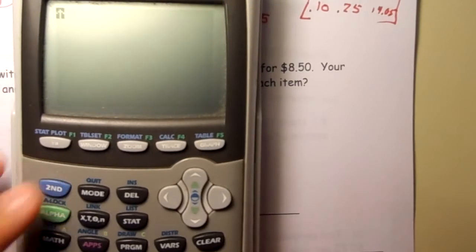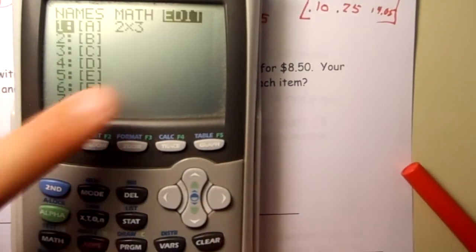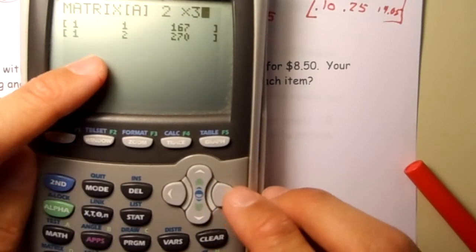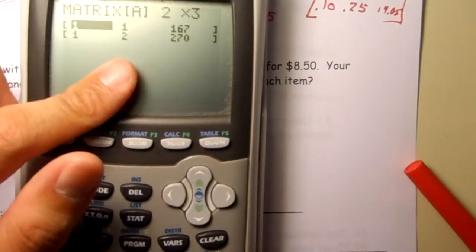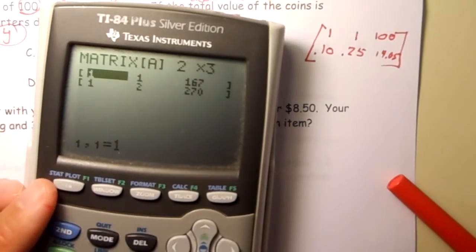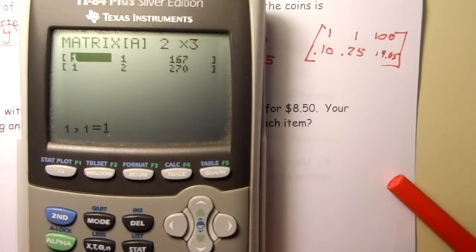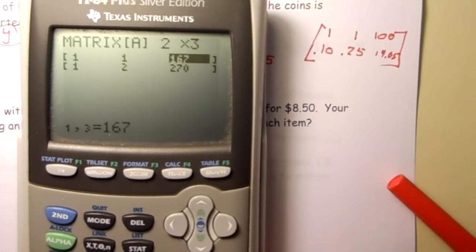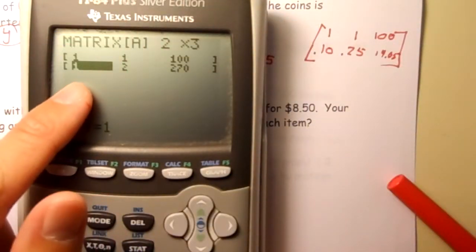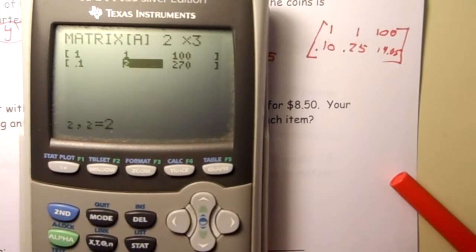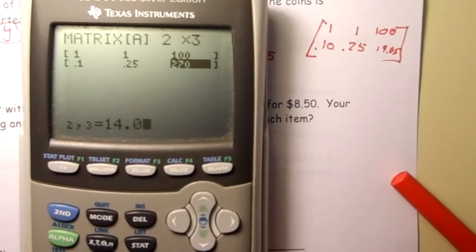We have second, enter the matrix, and we have to edit it. Press enter. It is still a 2 by 3. And even though you have numbers already in there, you can just highlight over it and then input it. It will overwrite all the numbers that you have in there. So here we have 1, enter, 1, enter, and 100, enter. Okay, that's our first row. Now for the second row, we have 0.10, we have 0.25, and we have 1405.